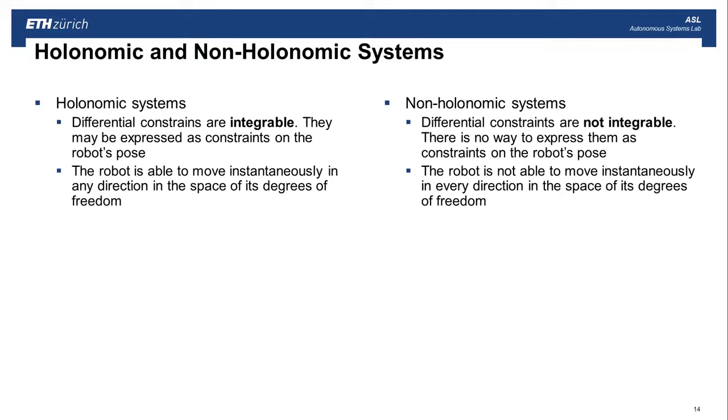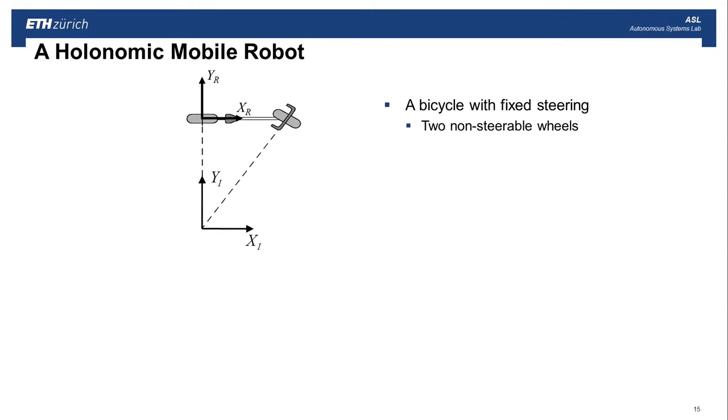For a holonomic system, differential constraints may be re-expressed as constraints on the robot's pose. The robot is able to move instantaneously in any direction in its workspace. But for a non-holonomic system, this is not possible. So it's not possible to take the differential constraints and re-express them as a constraint on pose. Now, let's get some intuition about this by considering some examples.